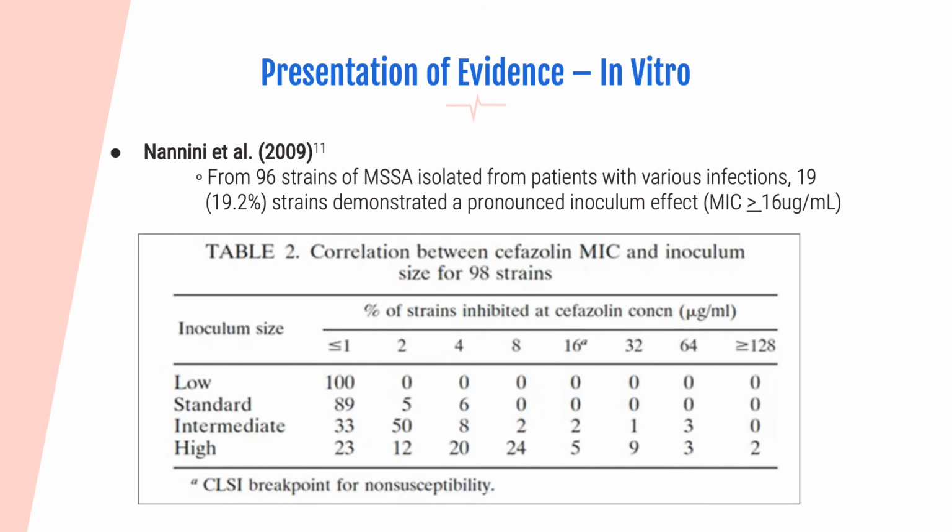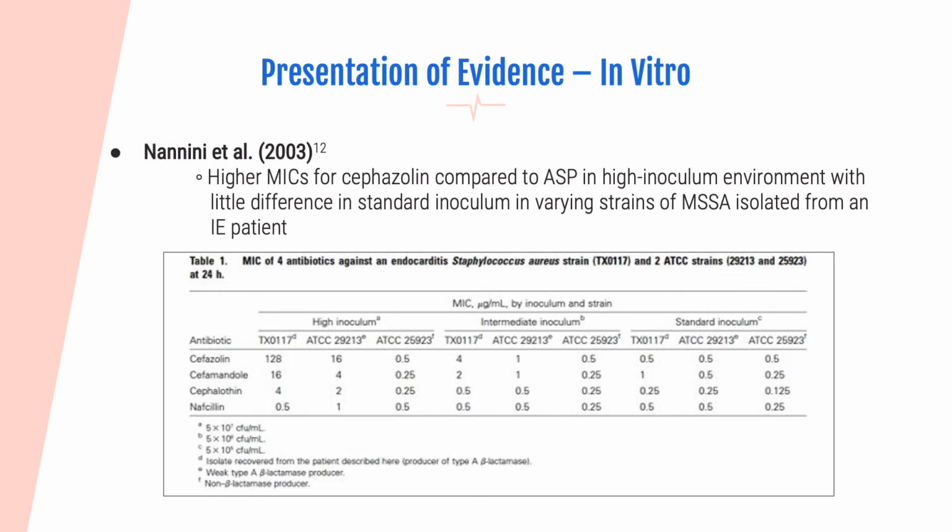Through DNA sequencing analysis, they determined that type A beta-lactamase producing MSSA demonstrated the highest inoculum effect. A second study by Nannini and colleagues compared the MICs of 4 antibiotics. This included 3 cephalosporins plus nafcillin. Nafcillin is an antistaphylococcal penicillin similar to cloxacillin. These 4 antibiotics were studied at high, intermediate, and standard inoculum of 3 strains of MSSA.